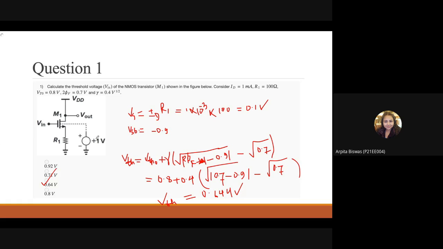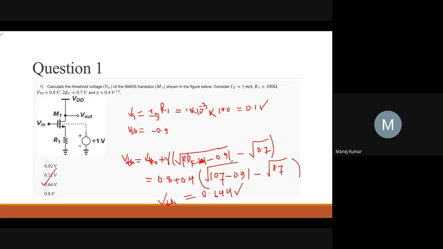Like here is a drop, like 1 volt, okay? And you have to find out the VS value. Then VSB equal to VS minus VB. So it is 0.1 minus this 1 volt, so it is minus 0.9. And here we have to take the mod value. So is it clear?